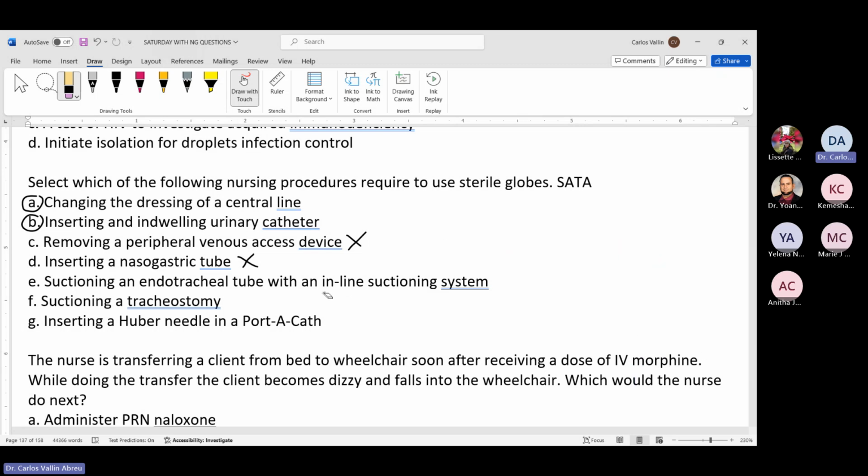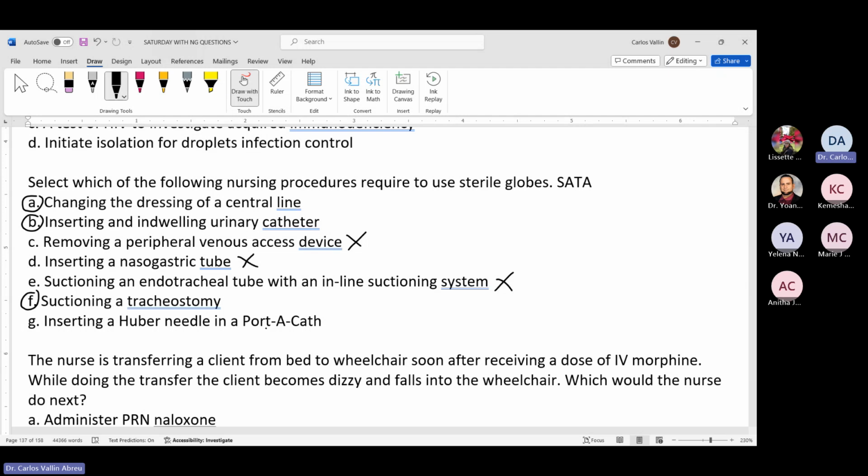If there is not an inline suctioning system, this is the regular way that you study in the lab or clinically, or the way that we suction a tracheostomy, you need to wear sterile gloves. But using an inline system, you don't need to use a sterile glove. Suctioning a tracheostomy, yes, because a tracheostomy doesn't have, like the endotracheal tube, those inline suctioning systems. You need to have a sterile glove.